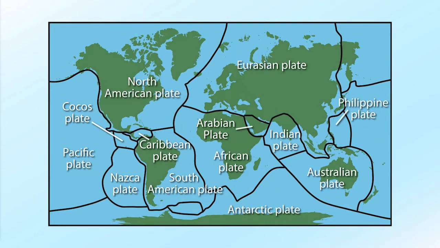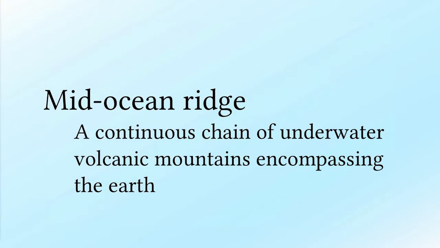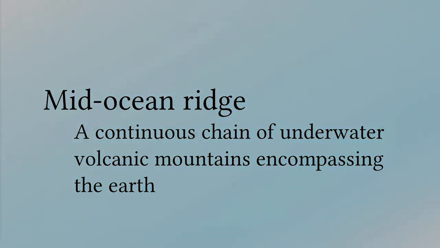This is our present understanding of the location of the plates of the Earth's crust. Where they meet, there are two types of geological structures that could exist: a mid-ocean ridge system or a trench system. The mid-ocean ridge system consists of a continuous chain of underwater volcanic mountains encompassing the Earth. So these ridges extend all around the Earth. In fact, they are the largest geological features found on the planet.